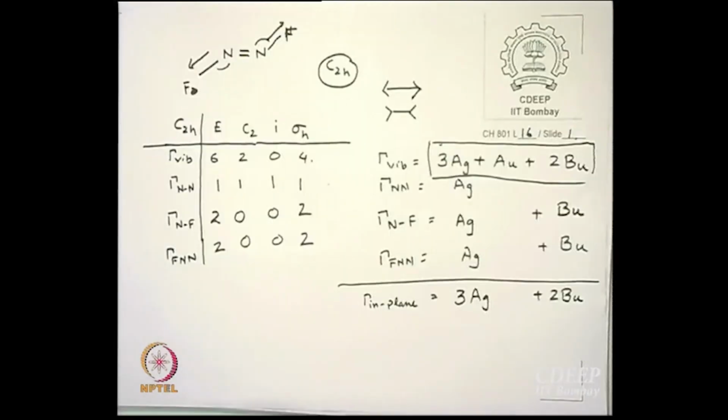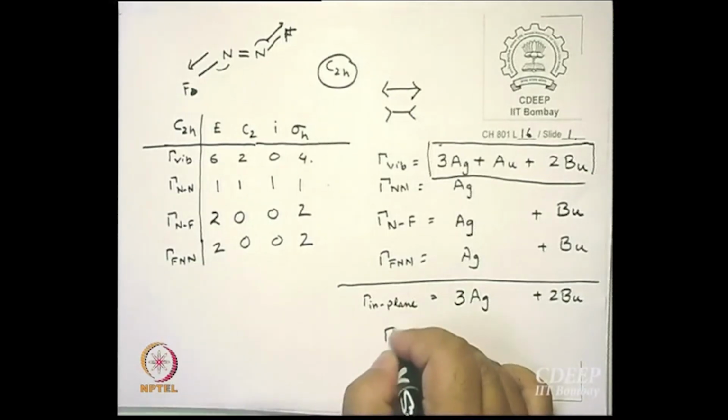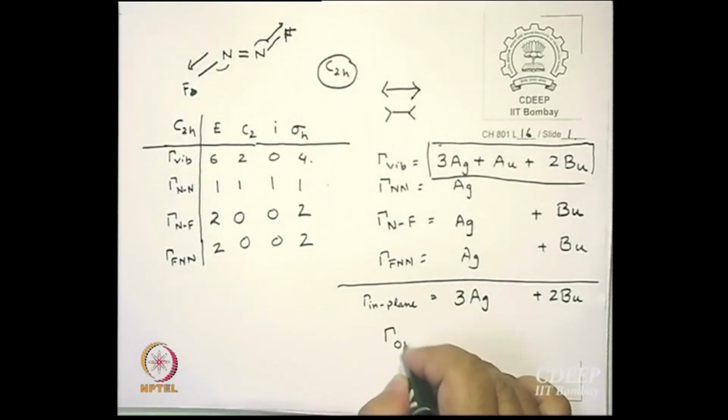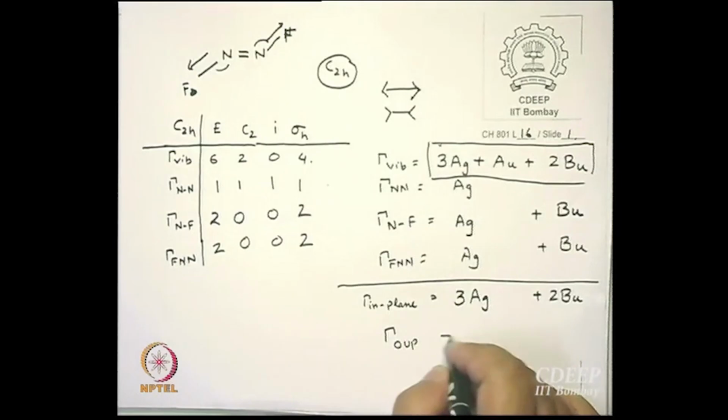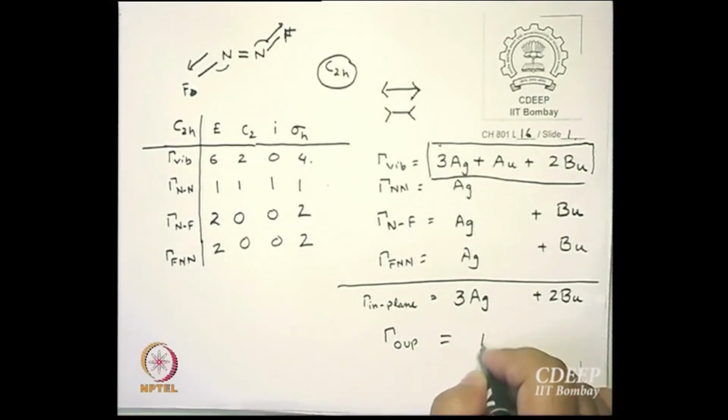Alright. See, the thing is, first of all, what we have done is we have just taken the in-plane stretch and bend, right? From there we have got it. Let us see what the vibration should look like. But before that, let us complete this story. So, let me write this. Gamma out of plane then should be what? Au. Now, everything is taken care of.